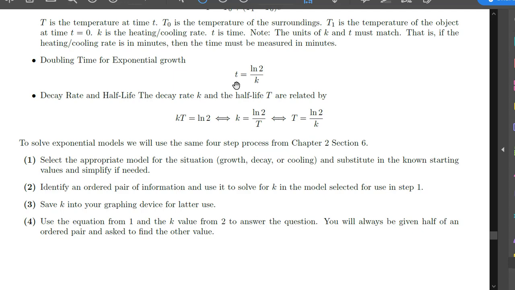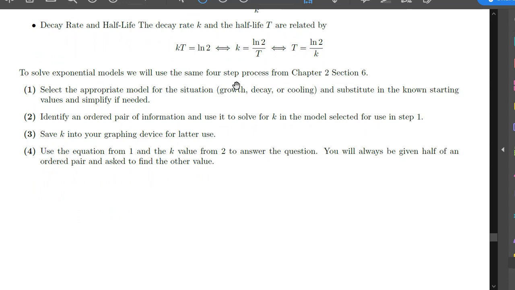So we'll come back to all of these formulas as we move through the section, but one thing I did want to mention is to solve these exponential models, we're going to use the same four-step process that we did back in Chapter 2, Section 6, when we were solving proportionality problems. So remember when we went through those four things, and they were to select the appropriate model, find an ordered pair, and use it to solve for k. And then 3, we're going to save k into our calculator for later use.